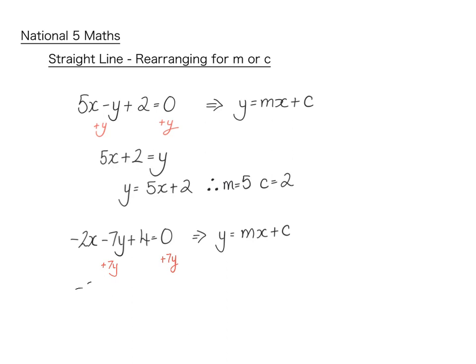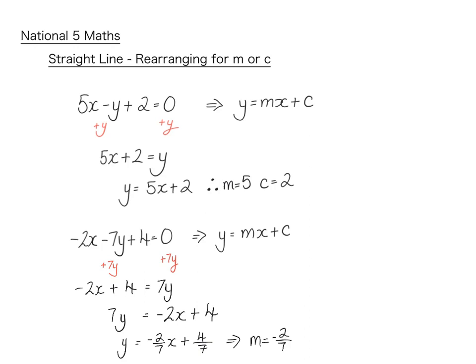So we get minus 2x plus 4 is equal to 7y, which we can then swap around. So we get 7y is equal to minus 2x plus 4. Now we've got 7y, but we need y equals mx plus c, not 7y. So we need to divide by 7. So we get minus 2 over 7x plus 4 over 7. Therefore, we can use the arrow instead of the 3 dots as well. So our gradient is minus 2 over 7, and our y-intercept is 4 over 7.